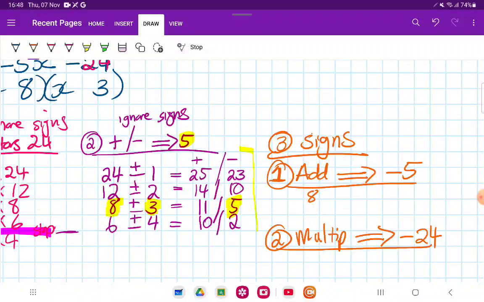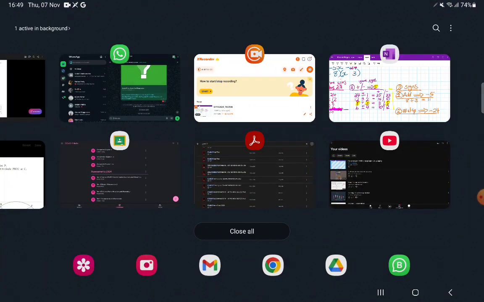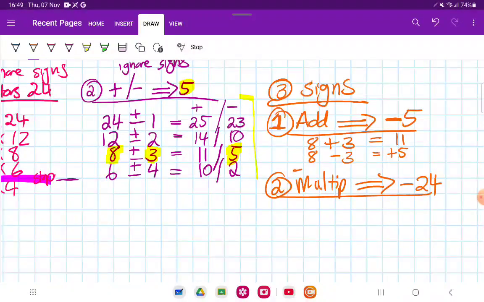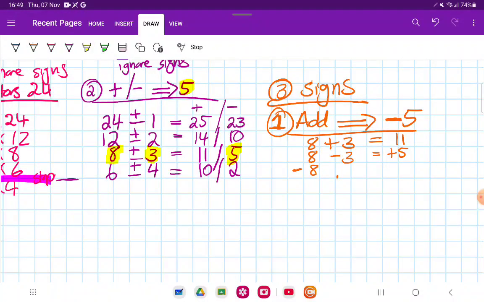So if I say 8 plus 3, that gives me 11. No, I don't want that. If I say 8 minus 3, that gives me 5. But that's +5, and I want -5. So if I say -8, okay, let's move this. If I say -8 plus 3, that gives me -5. Hip hip hooray, I found what I wanted. I want -8 and plus 3.